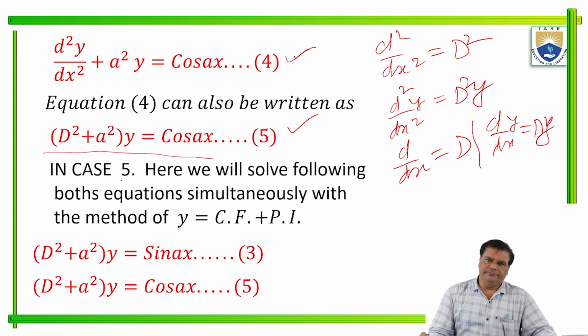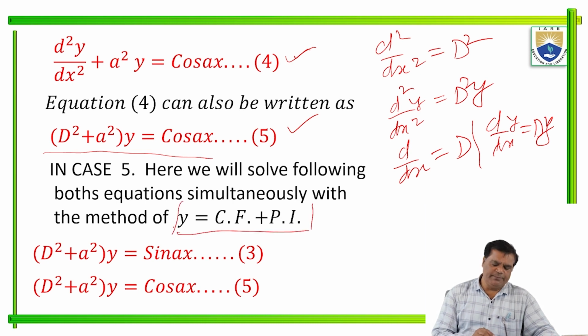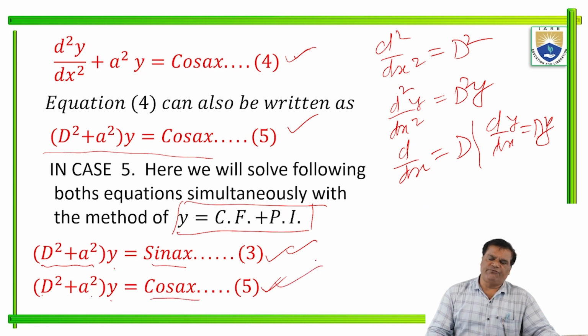So here this equation is written in D form, as equation 5. Here we will solve both equations simultaneously. We find the solution of both equations with the method y equals CF plus PI, that is, y equals complementary function plus particular integral. So here I am writing equations 3 and 5 in D form, derivative form. D squared plus a squared y equals sin ax, equation 3. D squared plus a squared into y equals cos ax, equation 5.